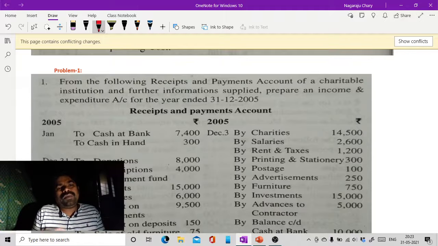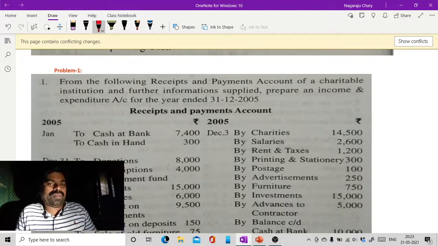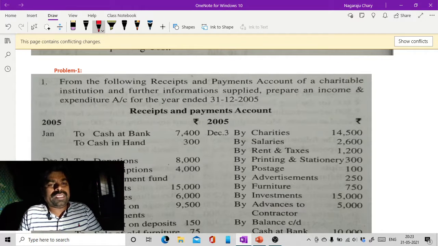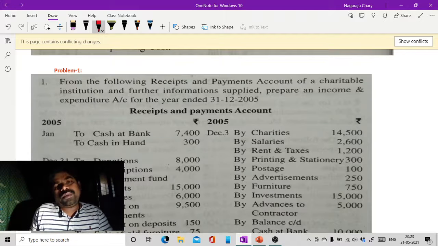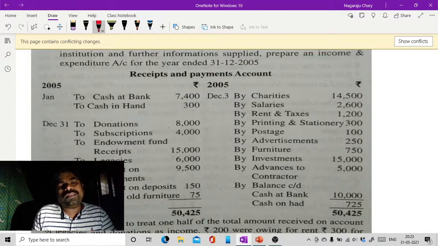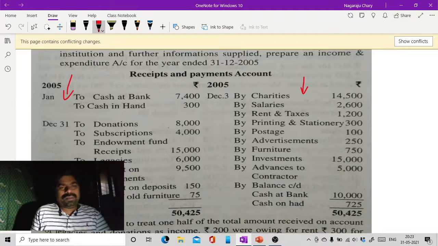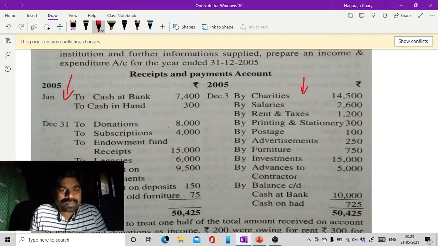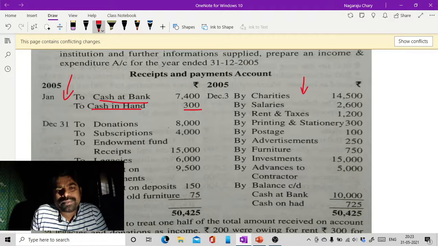So here we have been given a receipts and payments account. With the help of that receipts and payments account, we have to prepare the income and expenditure account. Let us see what is here. You see, all the receipts are recorded on the debit side. Whatever the payments are, that is recorded on the credit side. On the debit side, cash at bank and cash in hand. This is the opening balance of cash and the opening balance of bank.